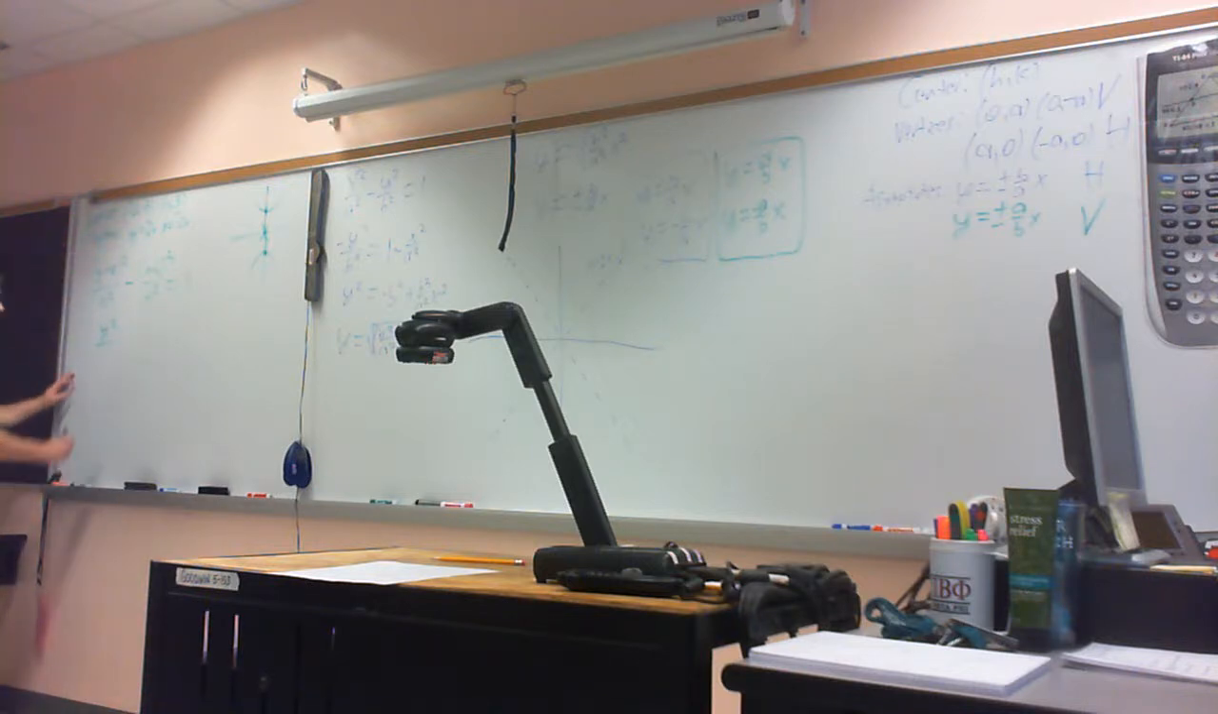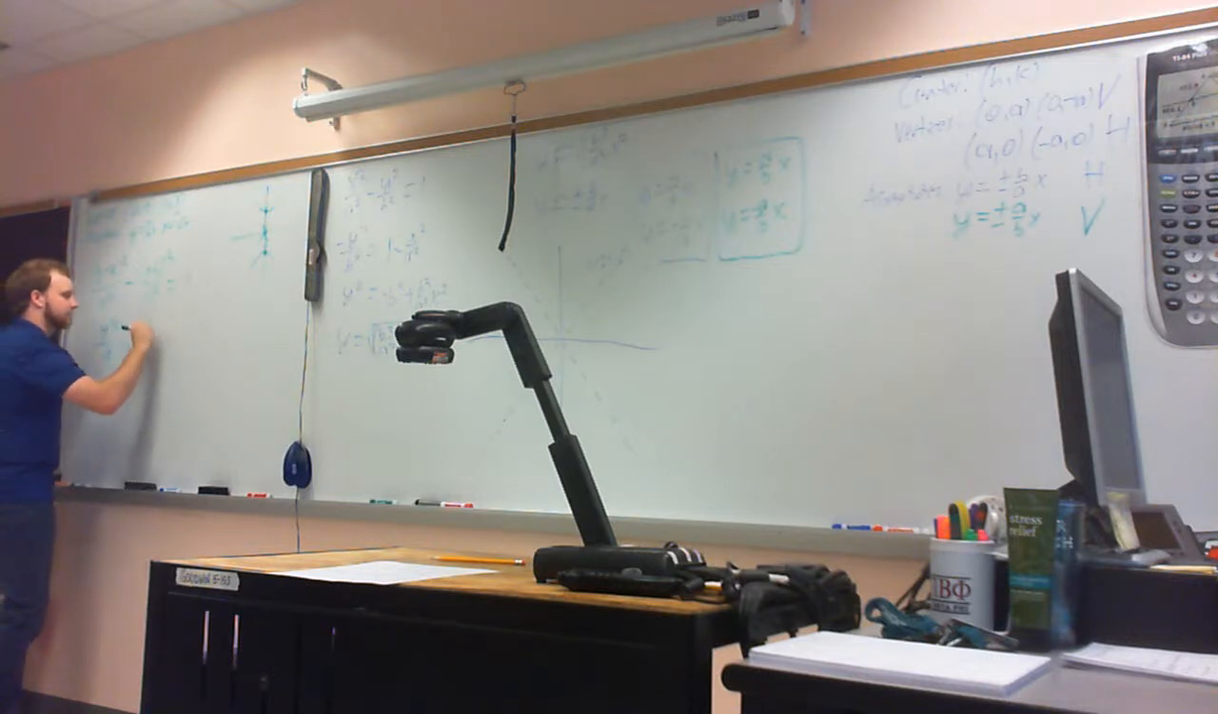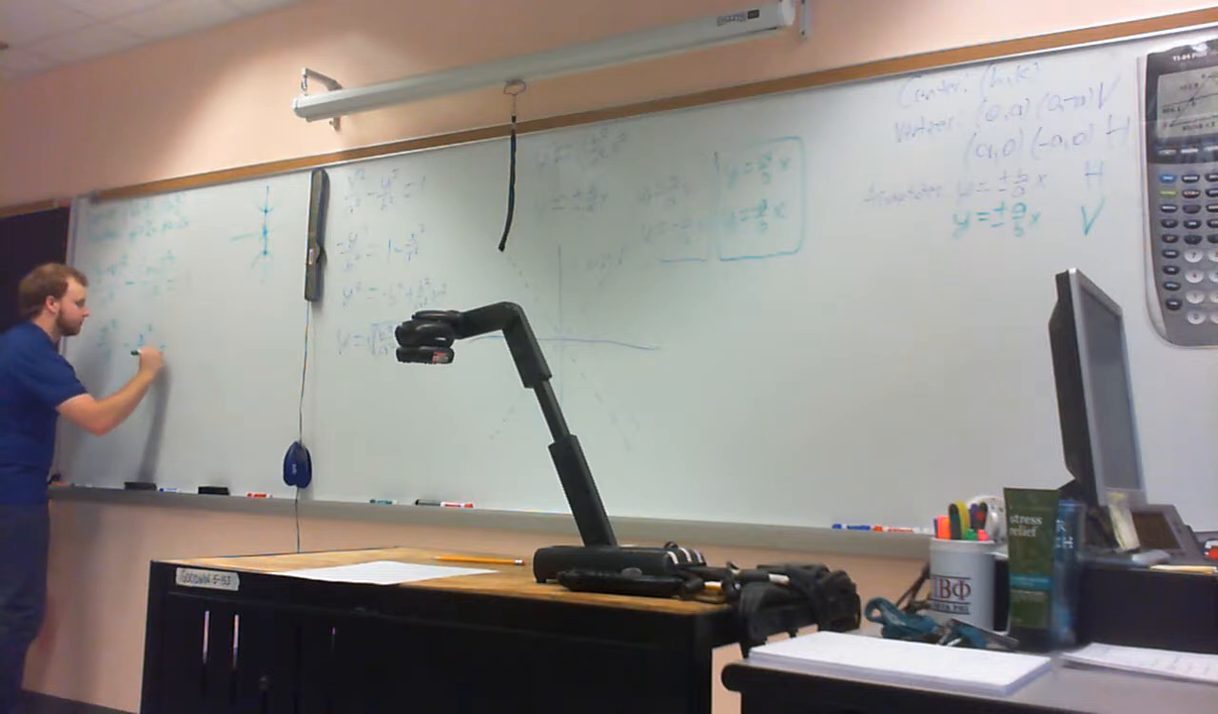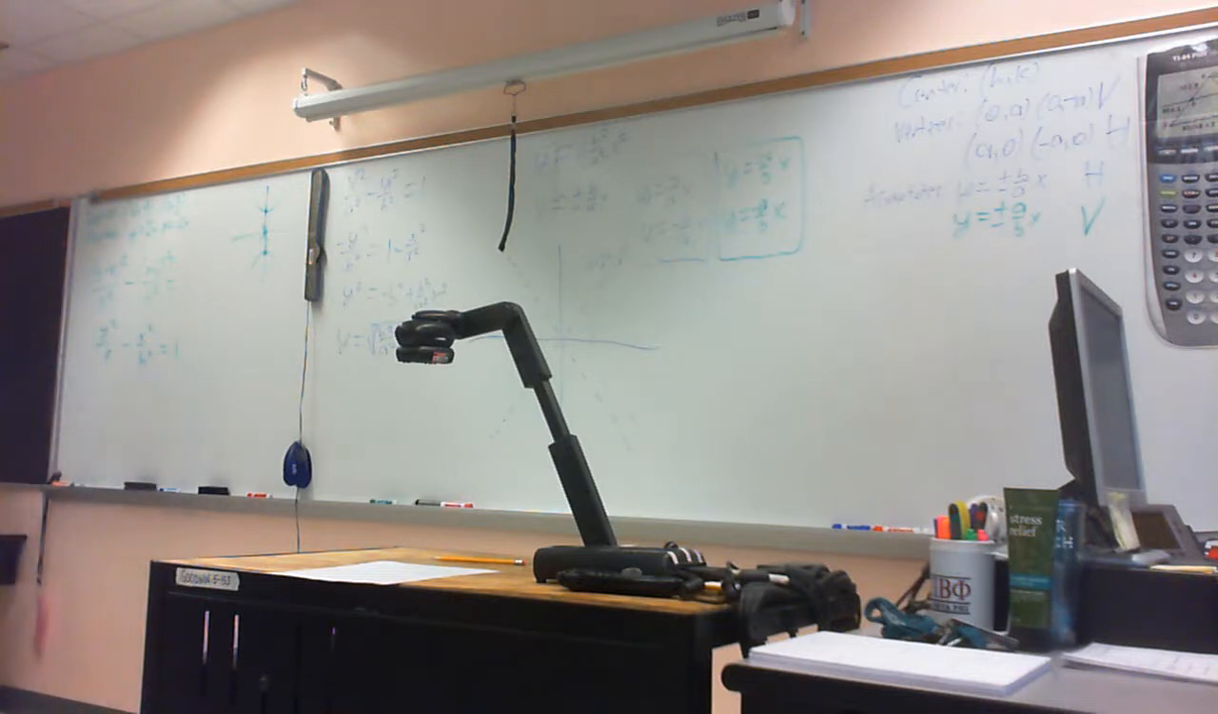A is 3, so a squared is 9, minus x squared, implied 0, over b squared equals 1. So after looking at the vertices, we can just say right off the bat, we only have one more variable to solve for. We just need to find b squared. And we're given the asymptotes.